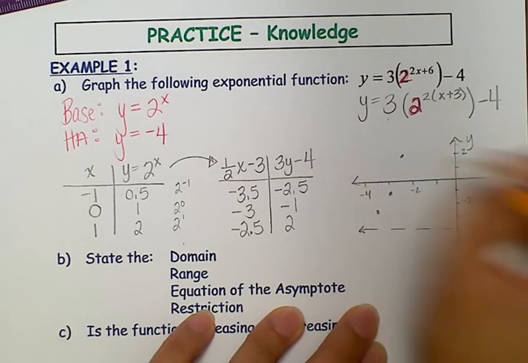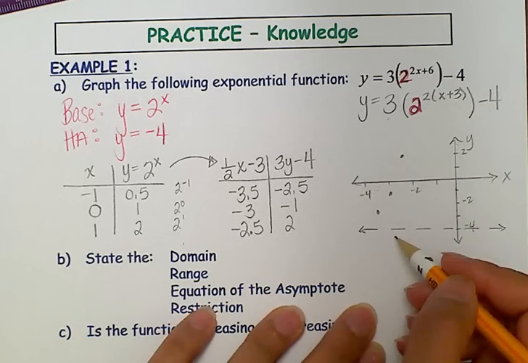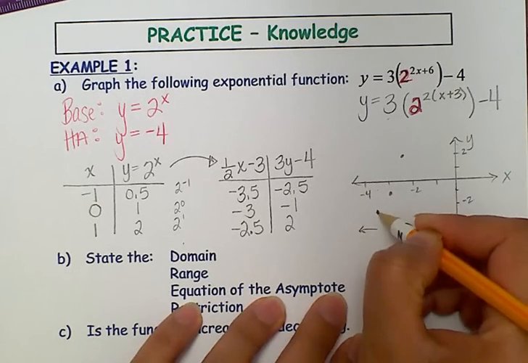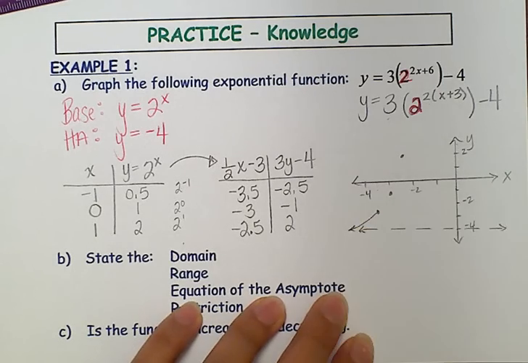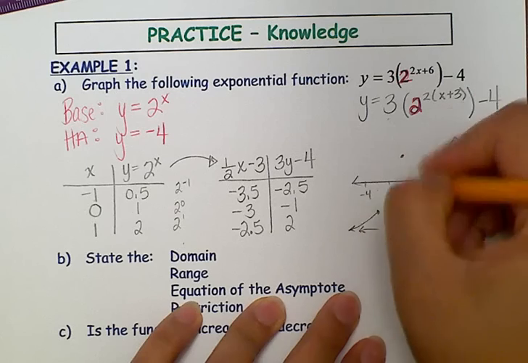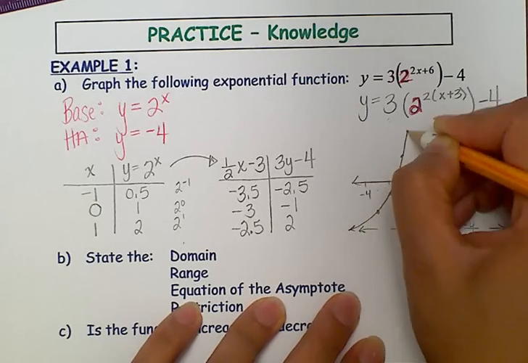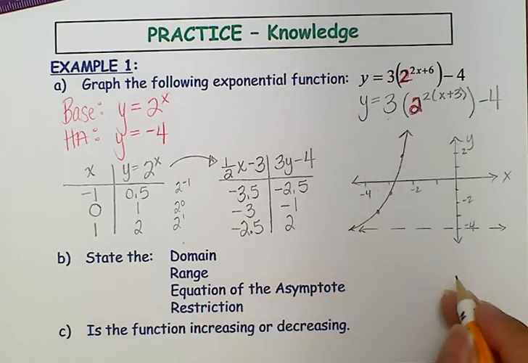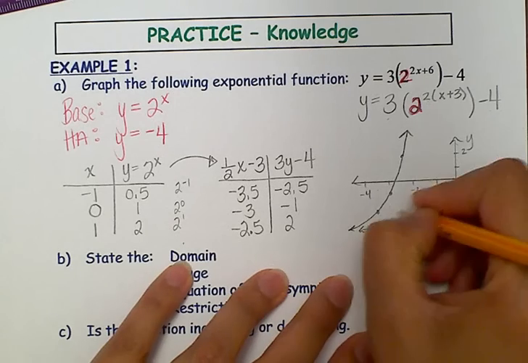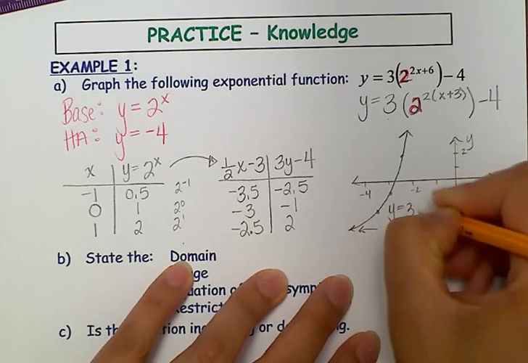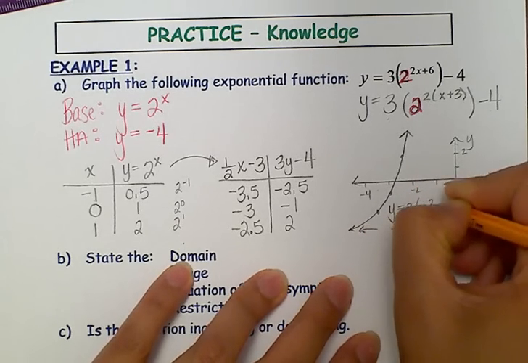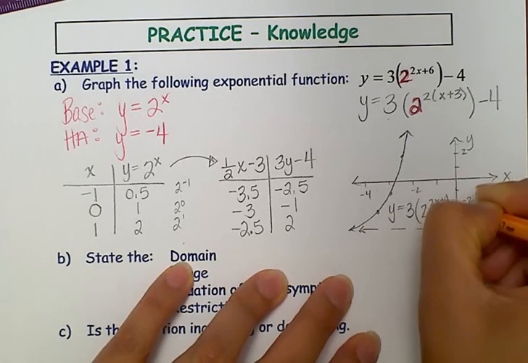So you'll notice that the point that's closest to the asymptote is indicating that the graph is going to get closer to the asymptote from there. And the point that's farthest away from the asymptote indicates that the graph is going to continue in that direction and go towards positive infinity. And so here's a graph of y equals 3, 2 to the exponent 2x plus 6, and then -4.